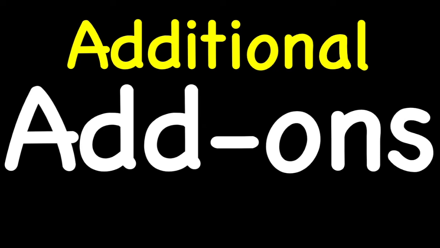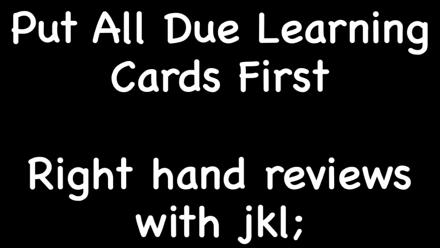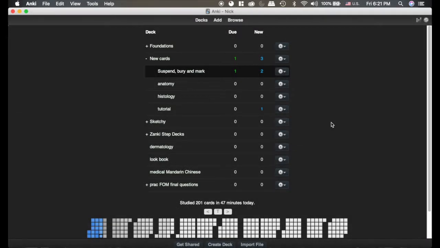Previous videos already talked about the more important add-ons, so now it's time for the additional add-ons with the AnKing. This video will talk about two add-ons, the Put All Due Learning Cards First and Right-Hand Reviews with JKL semicolon. The Put All Due Learning Cards First add-on I would almost consider necessary, but apparently a lot of people don't like it as much as me.